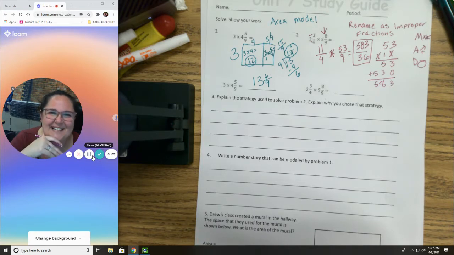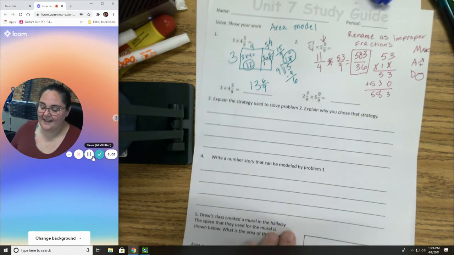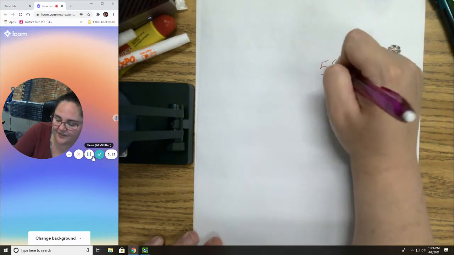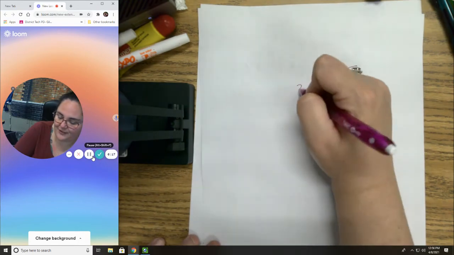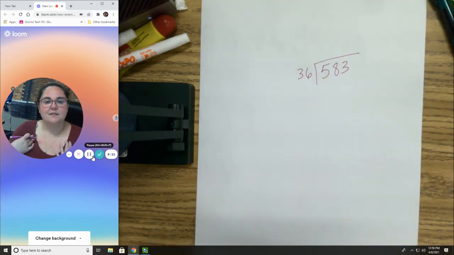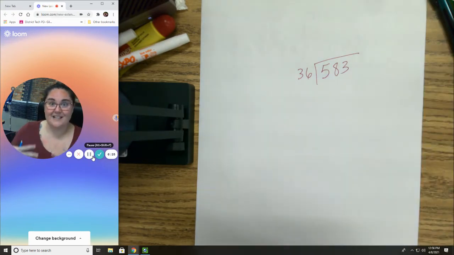Yes, if you said because it's an improper fraction, you are correct. All right, in order to solve this problem, I am going to divide. So I need a little bit more room, so I'm going to go to the back of my paper. 583 divided by 36. Now, my first thing that I do when I do dividing with whole numbers with large numbers is I find my multiples.